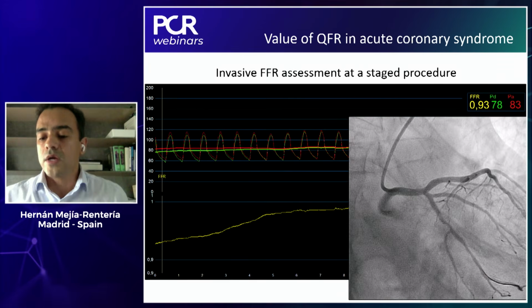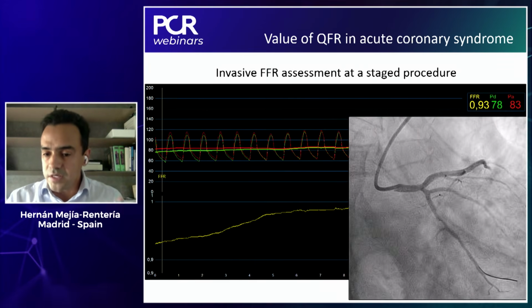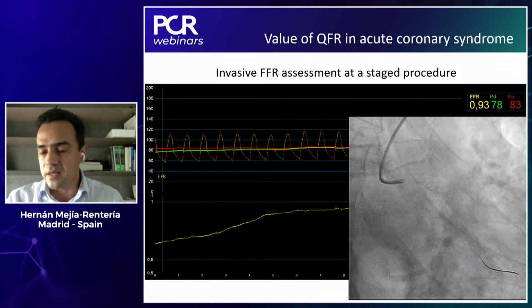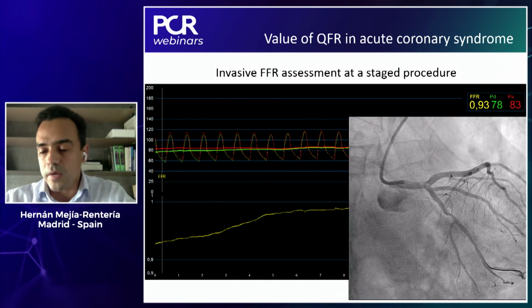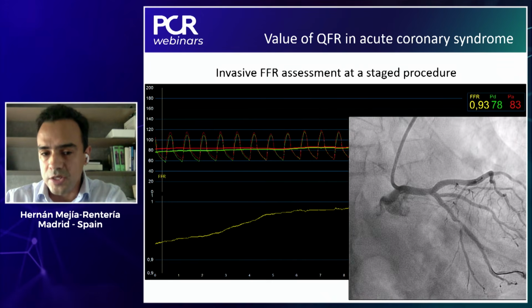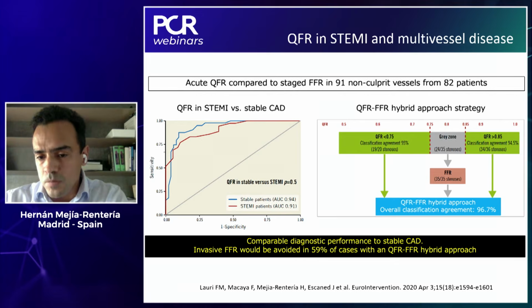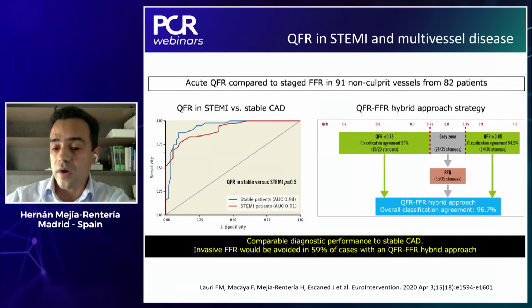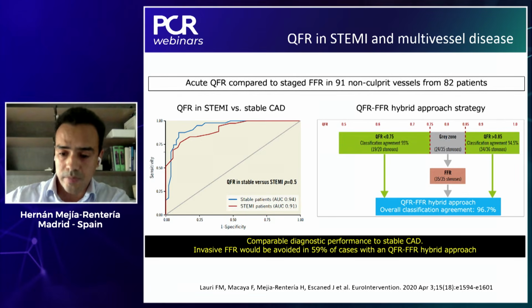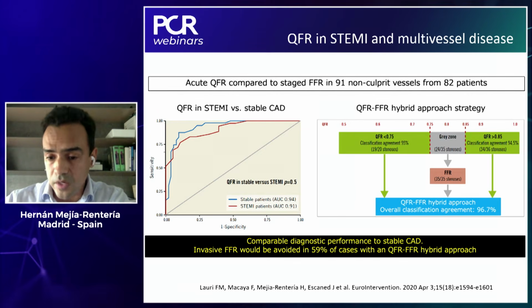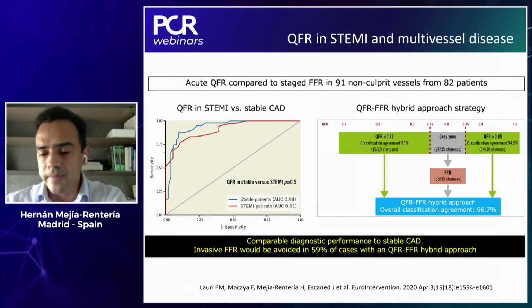So in a way, QFR has the potential to avoid invasive, unnecessary second procedures in the STEMI setting, using the acute angiography for evaluating non-culprit lesions in patients with multivessel disease. And this is something that we previously reported. We found that in STEMI patients with multivessel disease, the diagnostic performance of QFR using the acute angiography is high to predict the invasive FFR obtained in a second procedure. And this is clinically very useful because this technique, according to this study, has the potential to avoid a significant number of second invasive procedures.